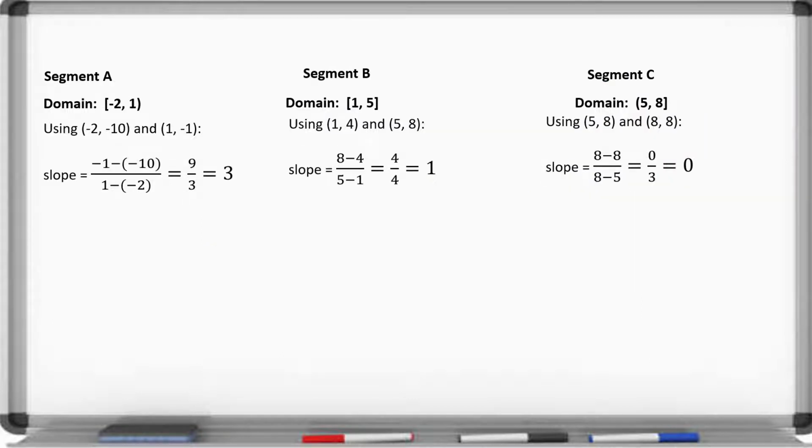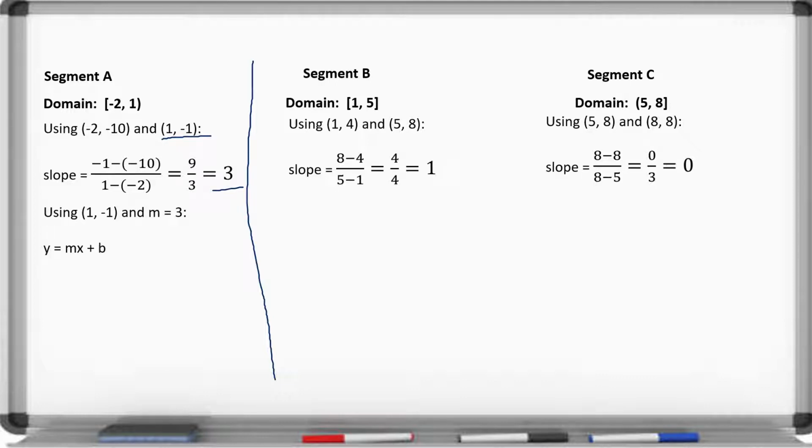All right, so I went ahead and summarized what we did for segments A through C, the domain as well as the slopes. So we're going to focus on part A first. For A, we're going to pick a point. So let's use 1, negative 1, and then the slope of 3.